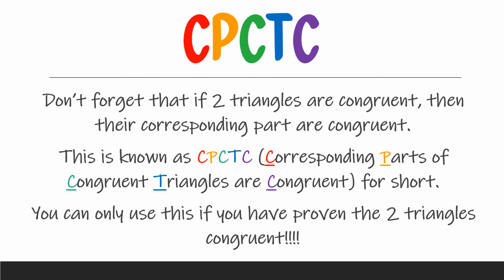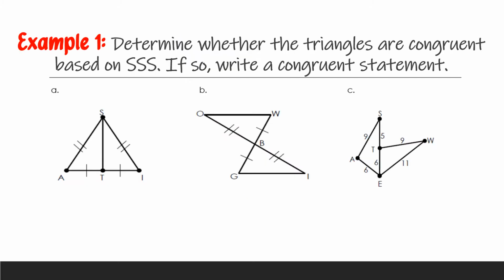So you can only use CPCTC if you have proven that the two triangles are congruent. You can't say their corresponding parts are congruent if you don't know that the triangles are congruent. So before ever using this, make sure that you have proven that the two triangles are congruent first. A lot of times this acronym just gets stuck in students' heads and they start using it for everything. It can only be used to prove that corresponding parts of congruent triangles are congruent.